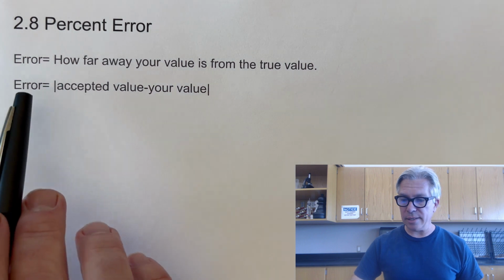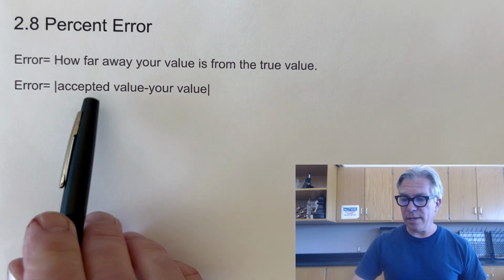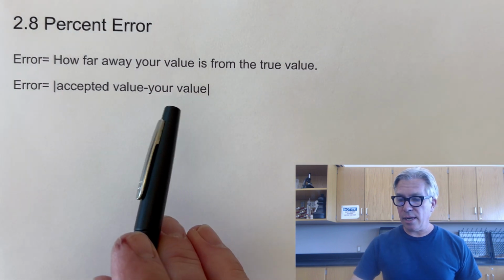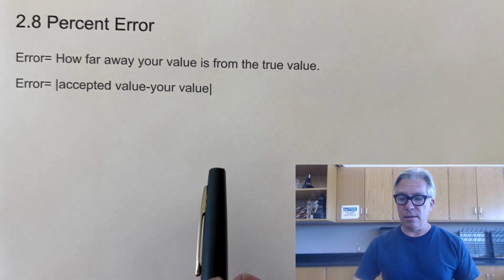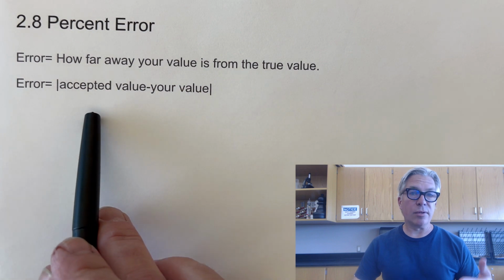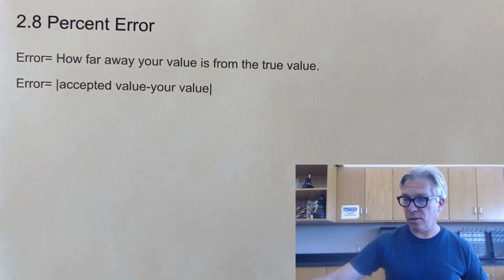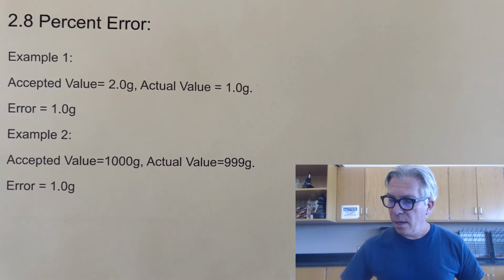So your error is the accepted value minus your value. Just find the difference. And I put absolute value signs in here because sometimes you'll get a negative answer if your value is bigger than the accepted value, and that's okay. Just drop the negative. We're just going for how close you are. Okay, so let's look at 2 examples.